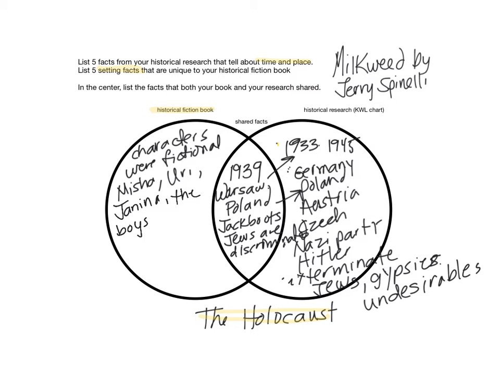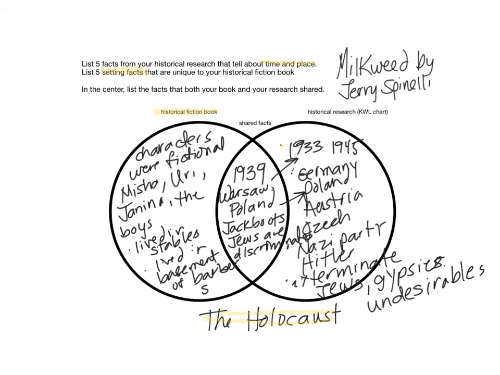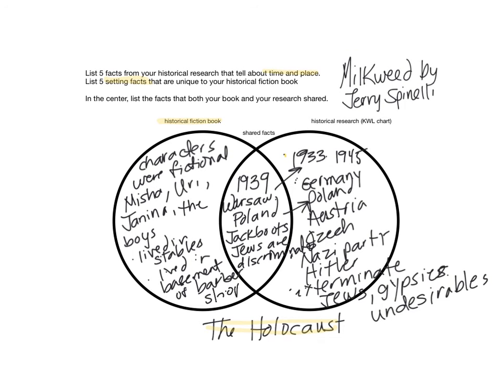Another thing that is fictional is the boys. They lived in stables. We don't have any specific evidence of the names. They lived in the basement of a barber shop. We are never told the name of the streets. So the setting that Jerry Spinelli describes for us doesn't give us the specific names of specific streets or the specific names of specific buildings or companies or shops.